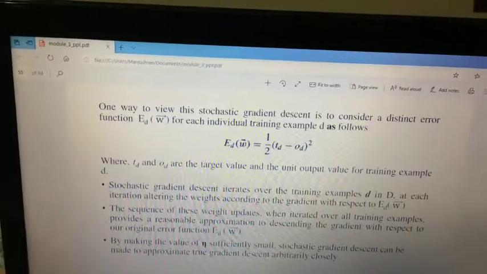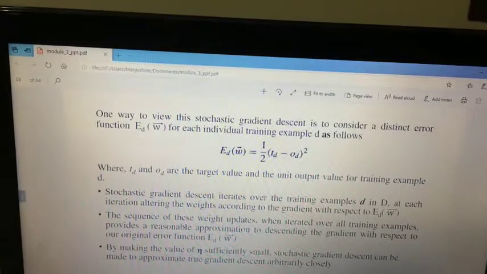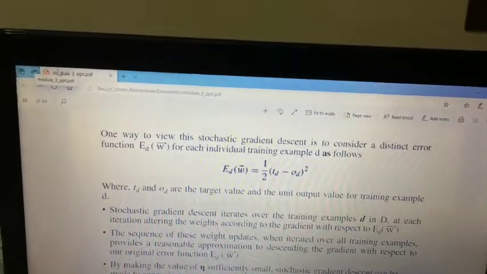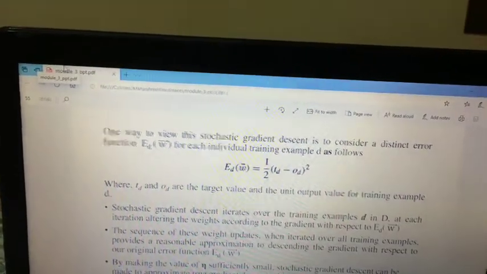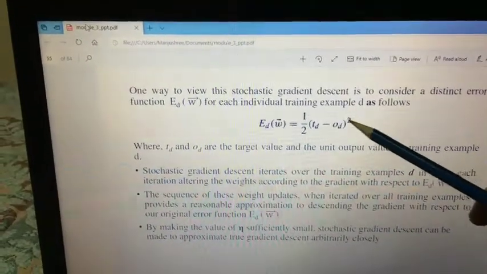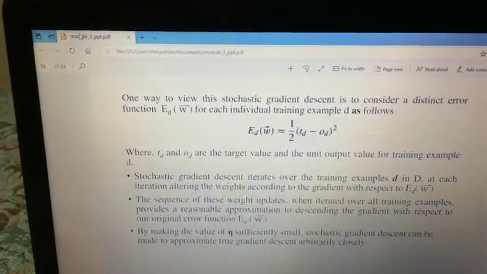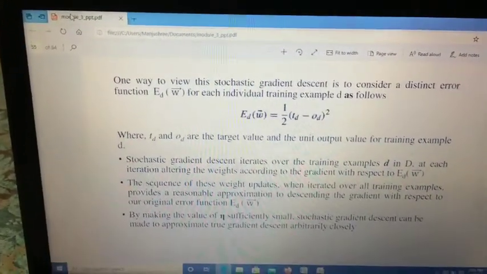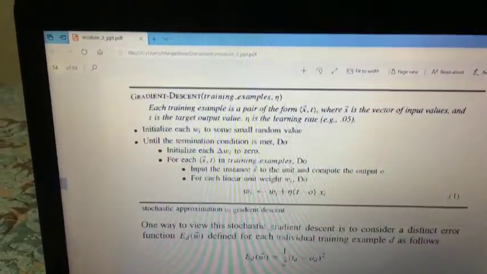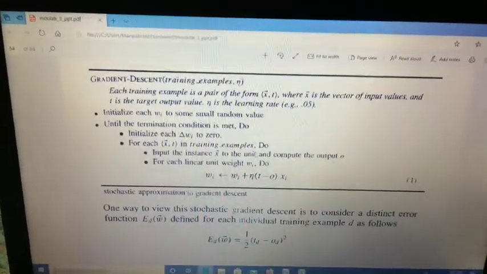At each iteration it alters the weights according to the gradient with respect to Ed of w vector. We know that Ed is for one particular training example we are considering. The error formula is above here. This is the error formula. Here there is no summation. Since there is no summation, it indicates that it is a stochastic gradient descent. Now this is the algorithm of a stochastic approximation to a gradient descent, and you have to write it like this only.